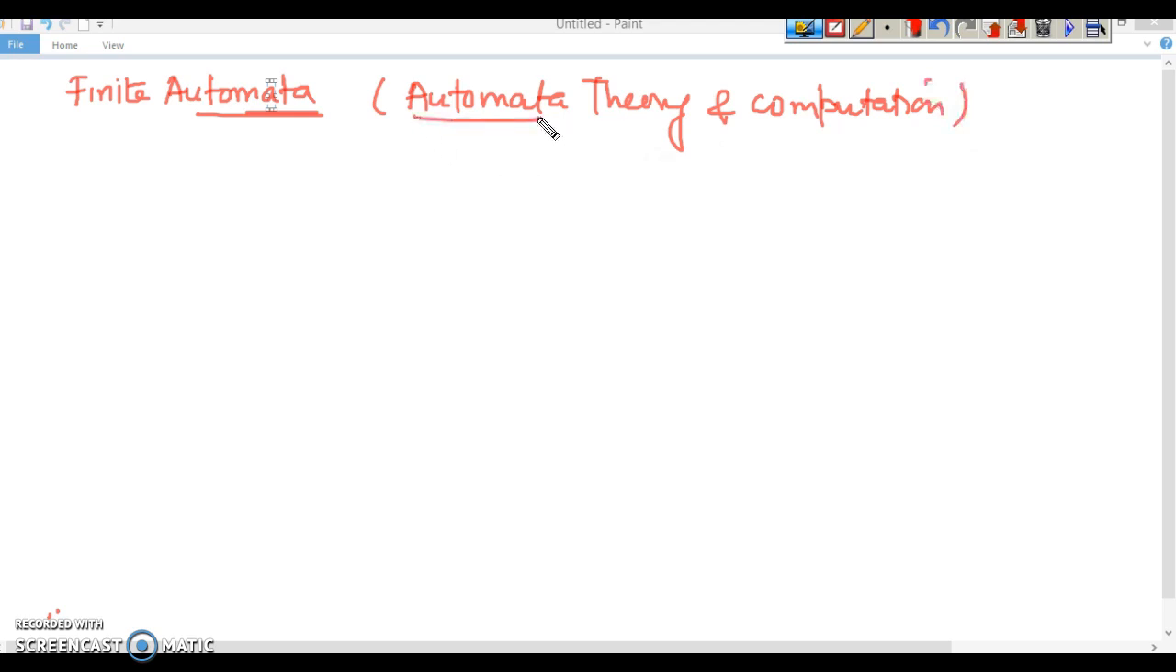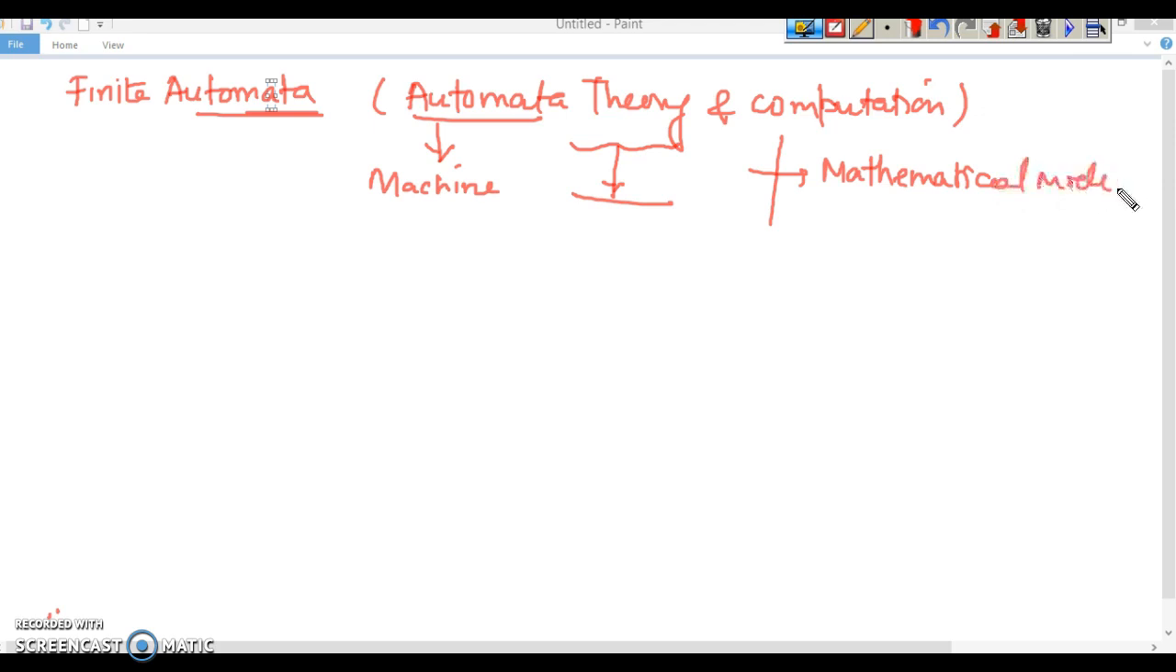So what is automata? Automata is just like an abstract machine. You can consider it as a machine in simple language. We will study the full theory and a few computations: how to design it, what the requirements are, what this machine can do, and what the uses of these machines are. And computations means a mathematical model.